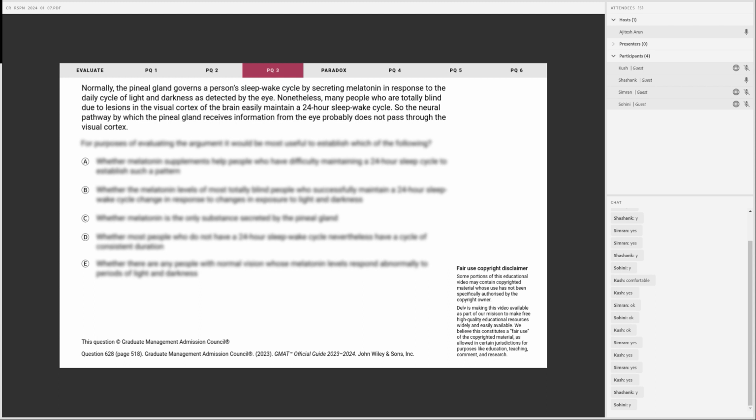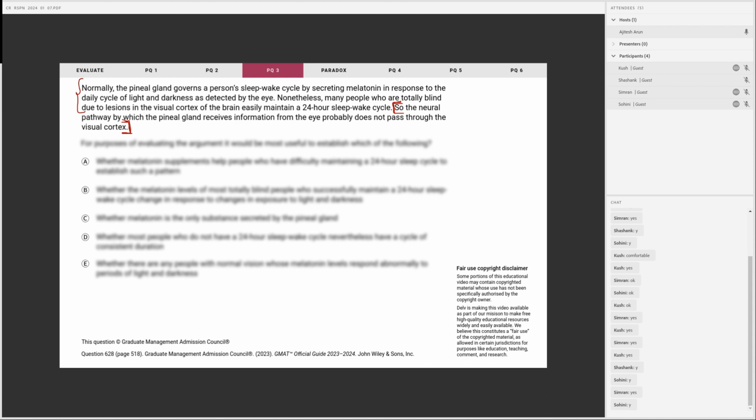The conclusion is the last part: the neural pathways by which the pineal gland receives information from the eye probably does not pass through the visual cortex. That is absolutely correct. Now, would you agree that the support is everything before that? Yes. Perfect. So Kush and Shashank have confirmed. Simran and Shohini, just a quick check. Are we okay with looking at the first 3 lines or so as the support? Okay, I think we've got a confirmation.